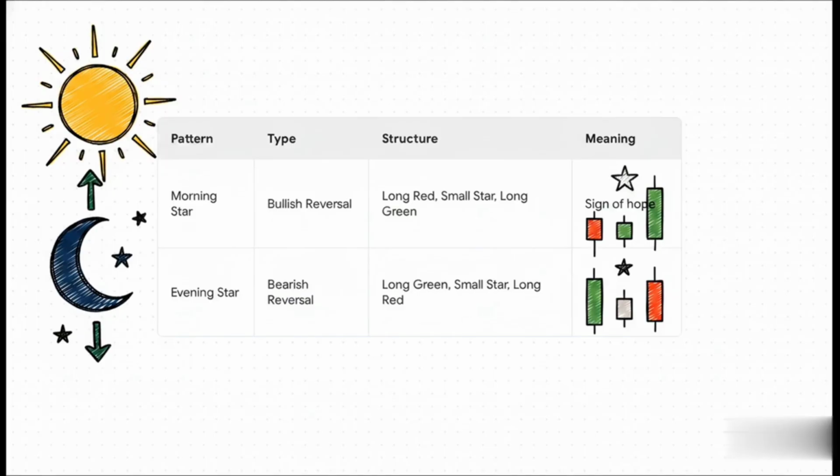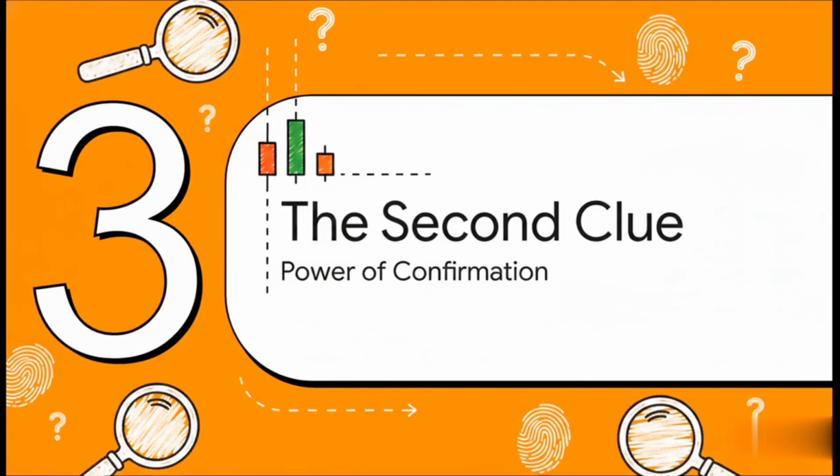That tiny little star candle in the middle is super important. It represents a moment of pure indecision right before the big power shift. So, we've found a clue. We've identified a pattern, one of our usual suspects. But any good detective will tell you, you never, ever make an arrest based on a single piece of evidence. You have to wait for corroboration. You have to wait for the second clue.